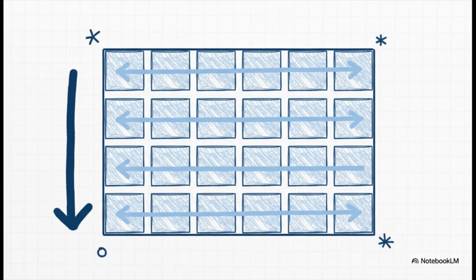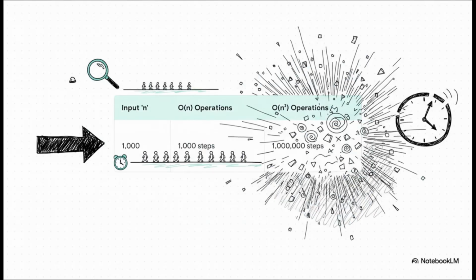This is O(n squared), or quadratic time. This is where programs go to die, where performance just falls off a cliff. The classic giveaway for this is a nested loop. A loop inside of another loop. Because for every single item in that first loop, you have to run through the entire second loop again. It's a lot. And the difference here is just, wow.